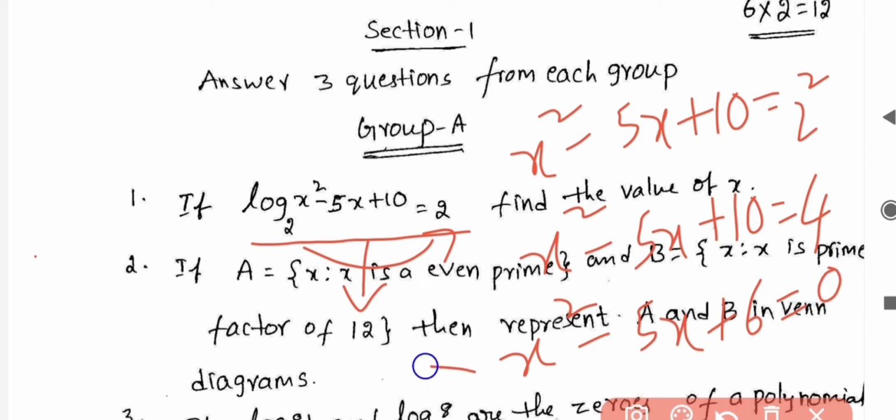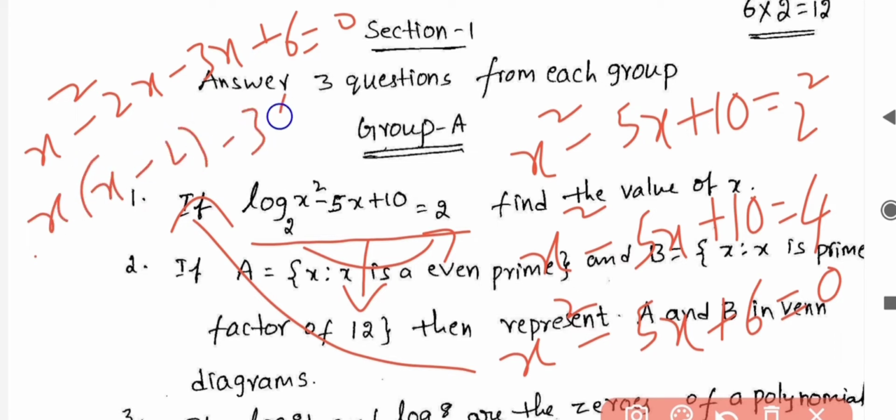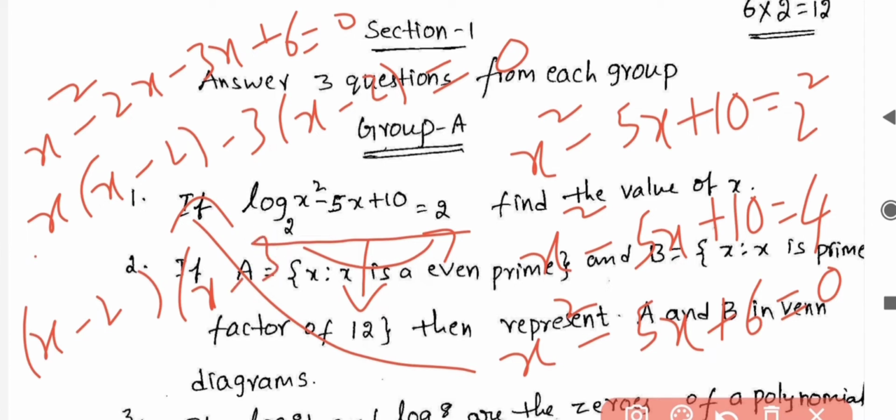Factorize this one. x square minus 2x minus 3x plus 6 equals 0. x common, x minus 2, and minus 3 common, x minus 2 equals 0. So then x minus 2 is common, x minus 3 equals 0. Then x equals 2, 3.